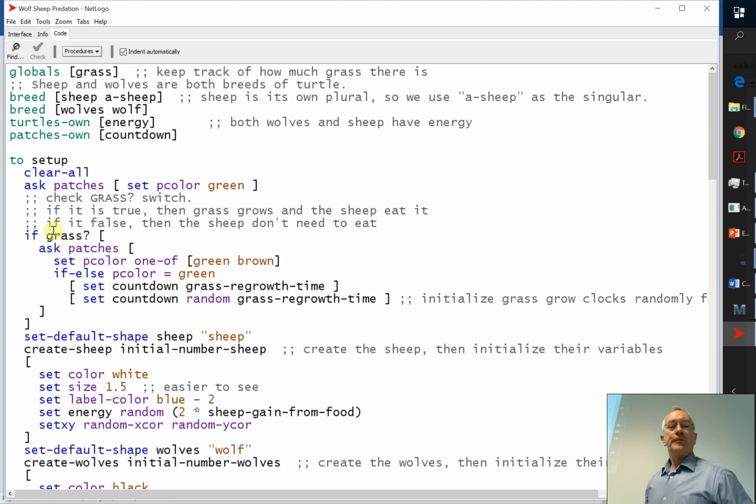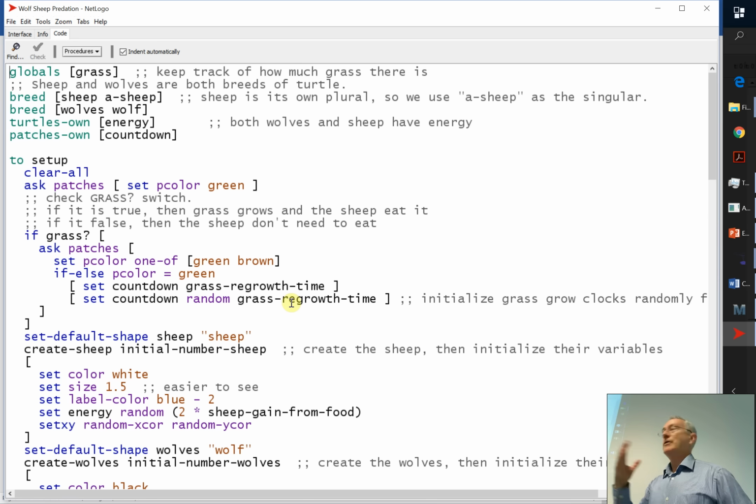And notice this, if grass, question mark, that's saying if we're actually modelling the grass in the system, then ask the patches. This is an instruction to each of the patches, which is also an object. Set your colour to one of either green or brown. Brown, of course, means there's no grass there. Green means there is grass there. So the patches can either have grass or not have grass, and then you've got a countdown until the grass regrows. If you start from a bare patch, how long will it take the grass to grow there? And then you have a random regrowth of grass on that particular patch.